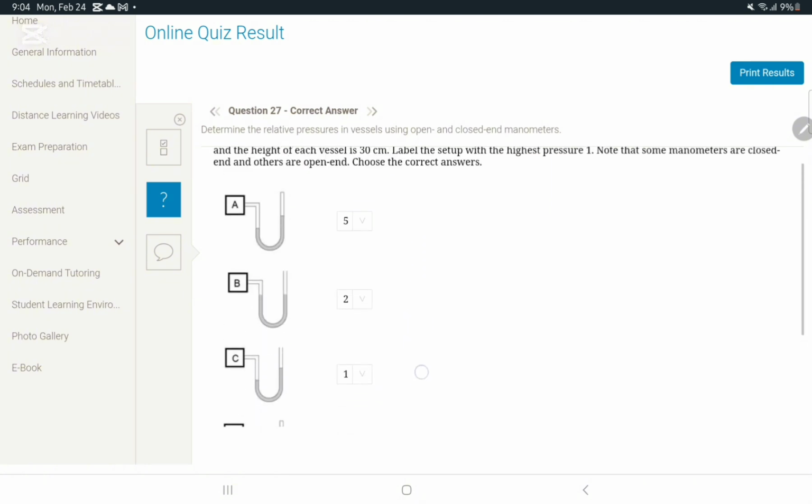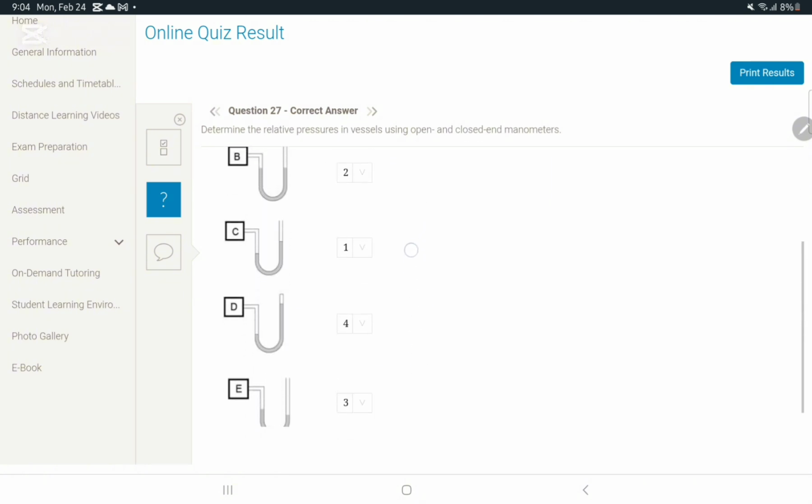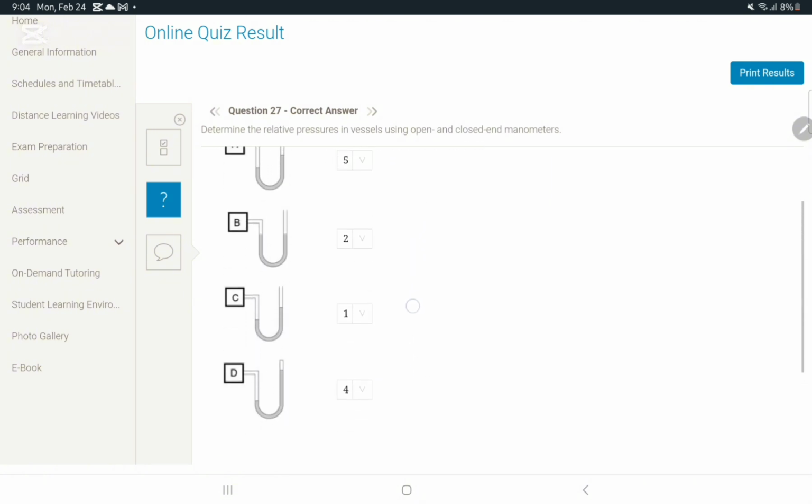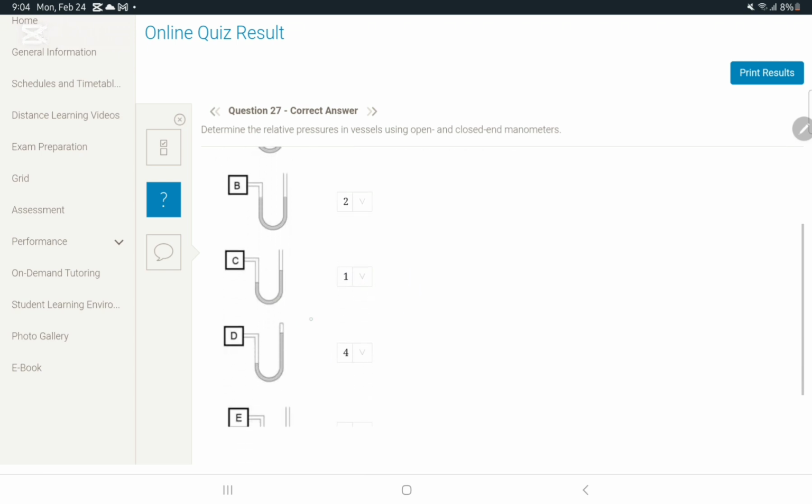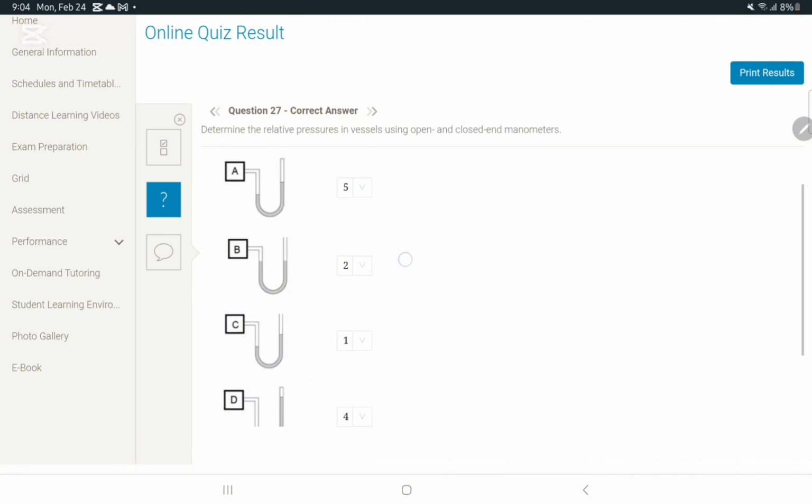Actually, they're not 6, they're 5 total. Now we go to the ones that are closed, which are only 2. We choose the one that is the highest one out of the 2, which is D. Look at it, it's very high. So we choose it as 4, and A is the lowest one, that is the closed one.